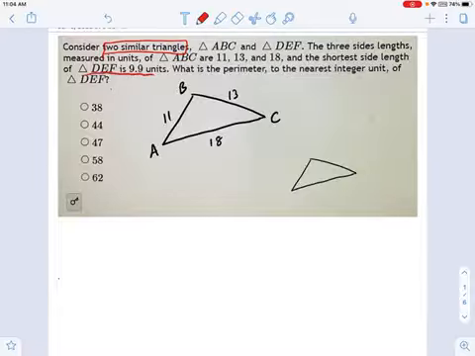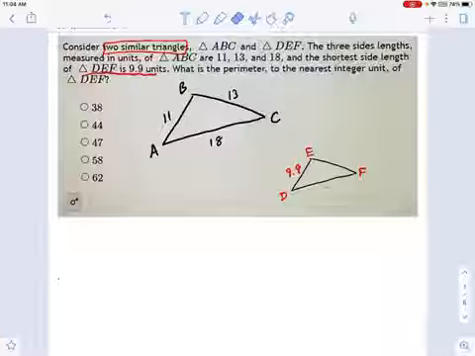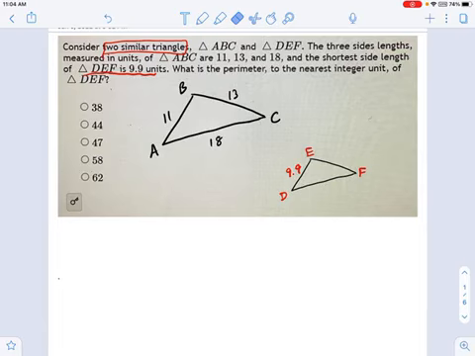And DEF has a short side of 9.9. Okay, so instead of 11, it's 9.9. And it wants to know what's the perimeter, to the nearest integer unit, of DEF. So here are my letters. I just want to know what the perimeter of this thing is. Well, you can do this two ways. You could calculate what these missing sides are, and then you could add the whole thing up. Or you could find the perimeter of the first triangle, ABC, and multiply it by a certain ratio. It doesn't matter which way you do it. I'll do it the other way first.